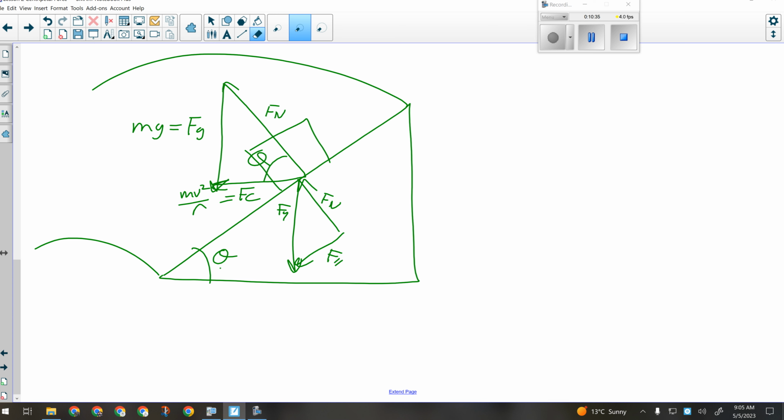Okay, is everyone okay with what I'm doing there? Those two formulas? Okay, so I should be able then to calculate the speed at which I can take a banked curve based on this angle. So what we're going to look at here is the derivation of that formula.